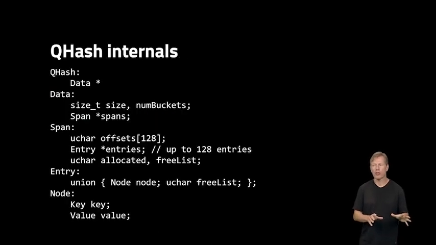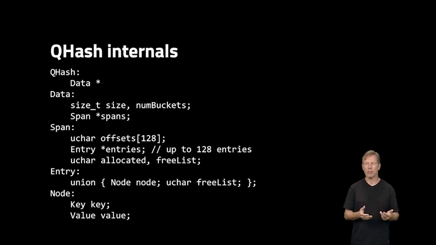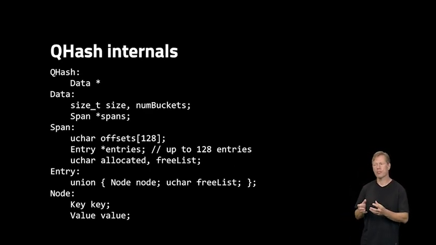Let's have a look at the internals there and how this has been implemented. QHash basically has a pointer to some data, and that data basically then contains the size of the hash, the number of available buckets right now, and a pointer to a list of spans. Those spans each contain 128 buckets, and up to 128 allocated entries in there.